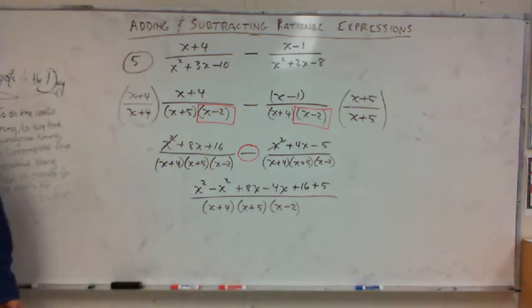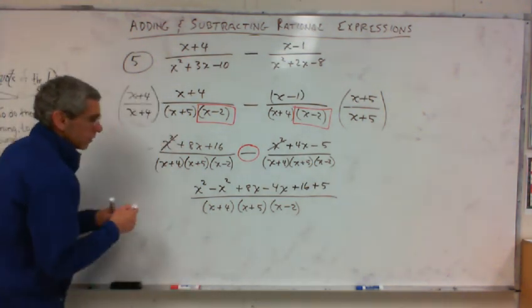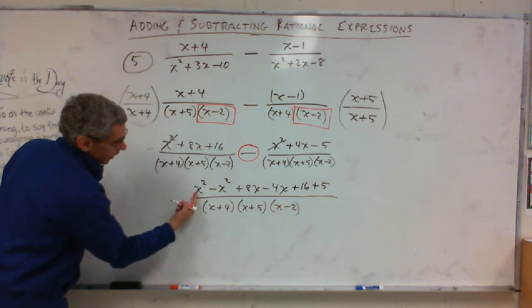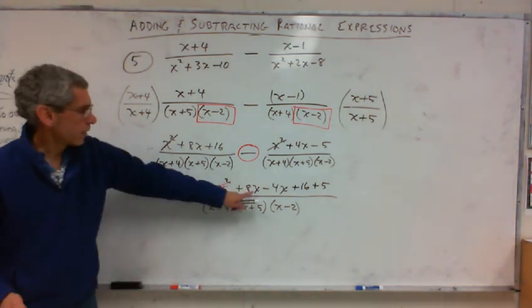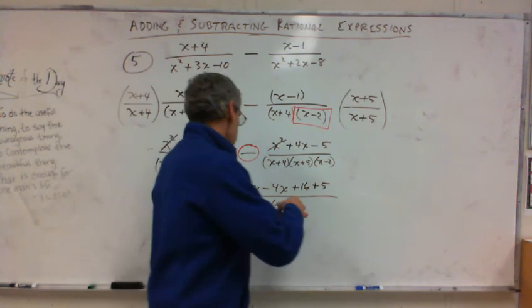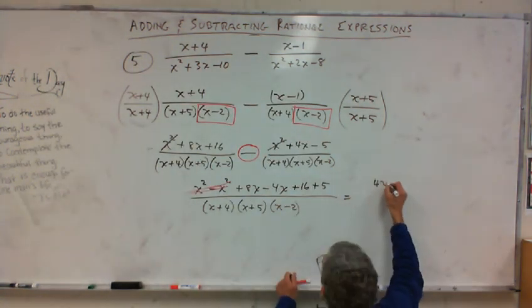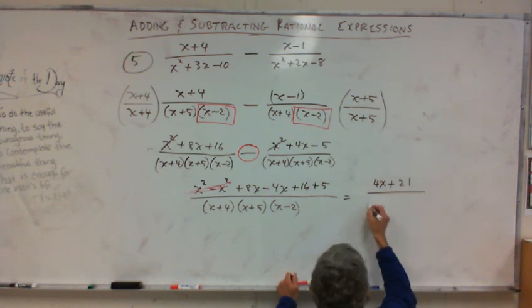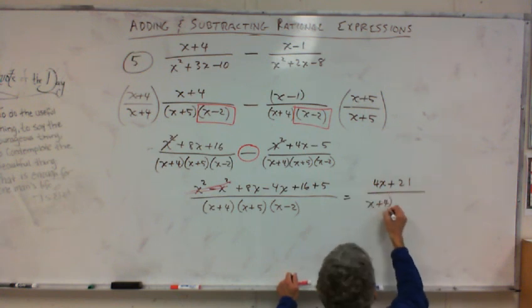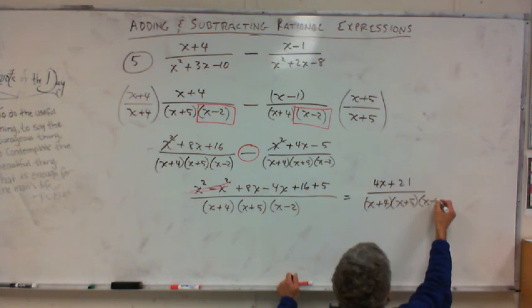Now I simplify. Now this is the fun part, right? This is where, oh yes, I get to get rid of my x squareds because they cross out, right? X squared minus x squared is nothing. Okay, I got rid of those. Now, 8x minus 4x gives me 4x. So this gives me 4x plus 21 over x plus 4 times x plus 5 times x minus 2.